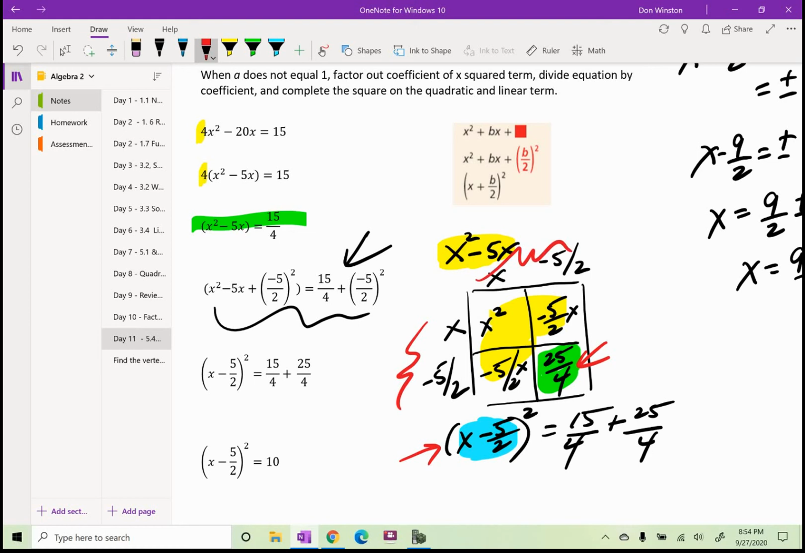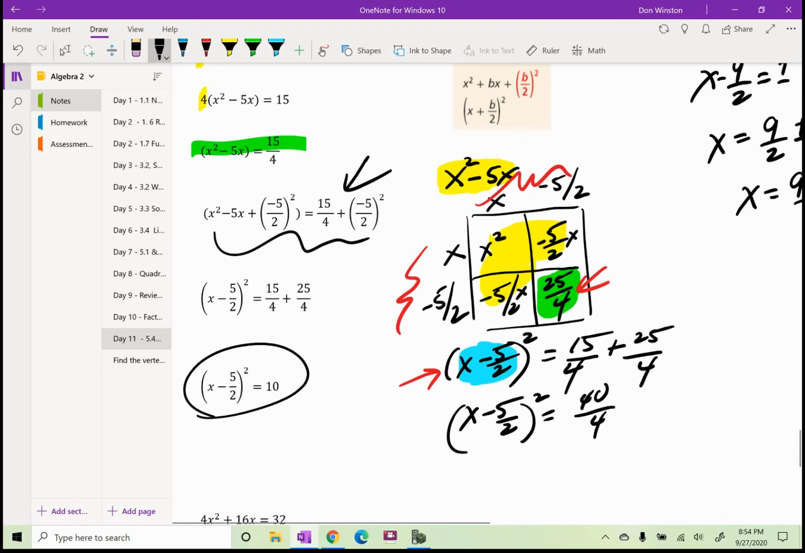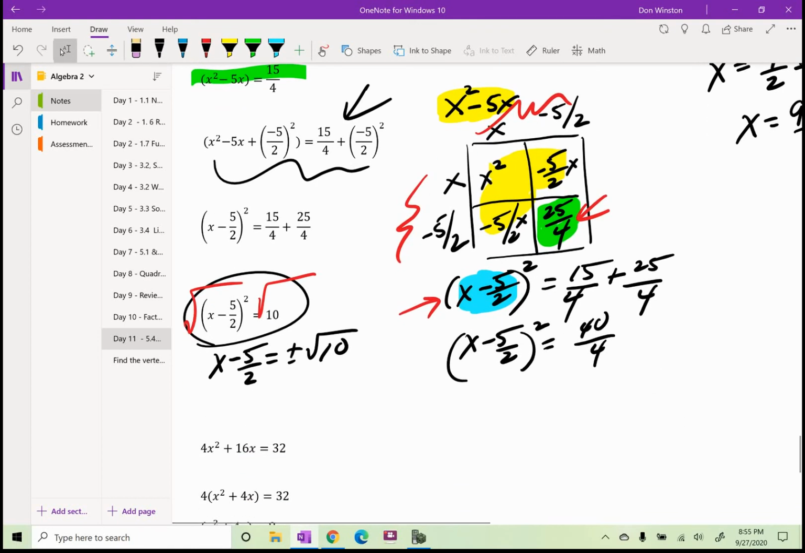All right, so then I have x minus 5 halves squared equals 15 fourths plus 25 fourths, and 40 fourths is just equal to 10. So now I'm here. I take the square root of both sides, and that gives me x minus 5 halves equals plus or minus root 10. And then I add 5 halves to both sides, giving x equals 5 halves plus or minus root 10. Okay, and that's my answer.